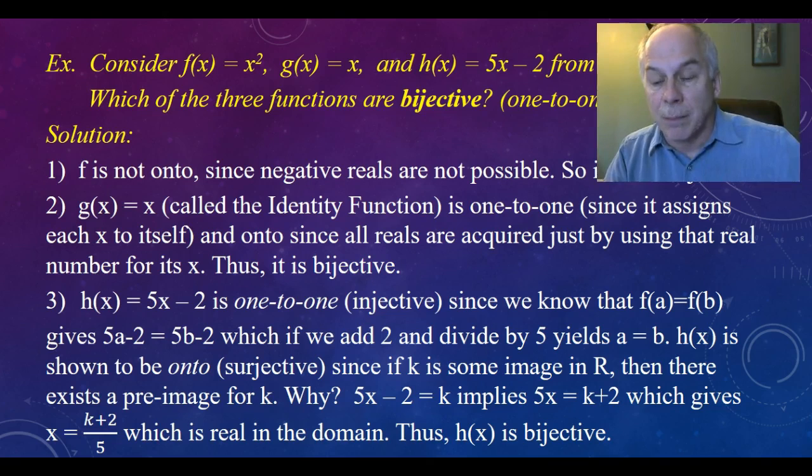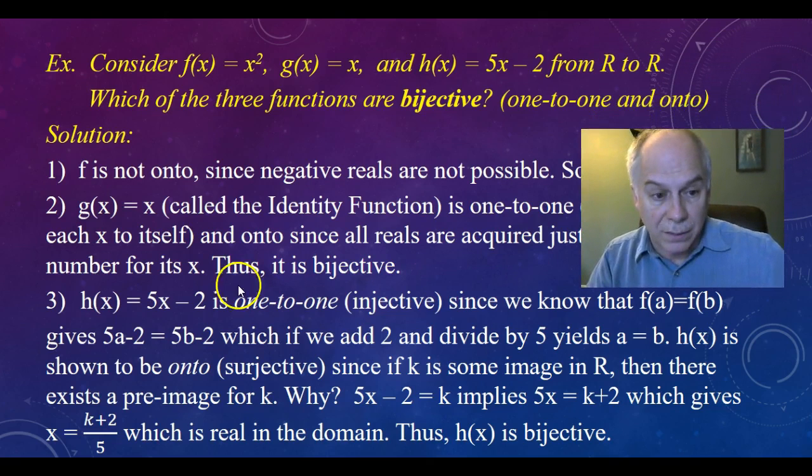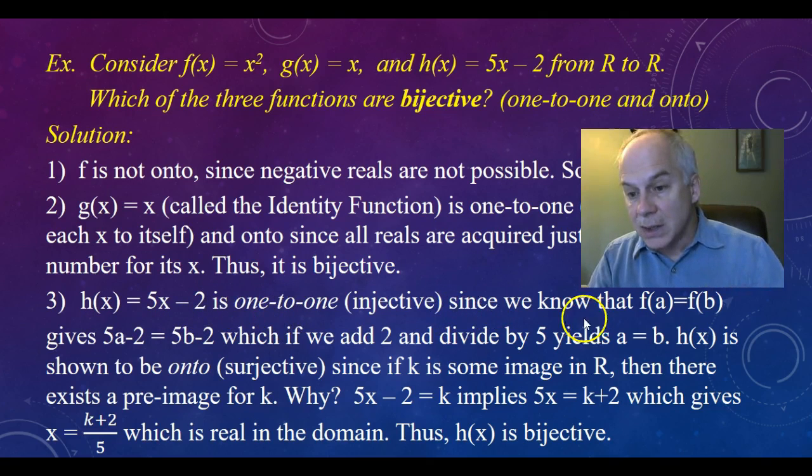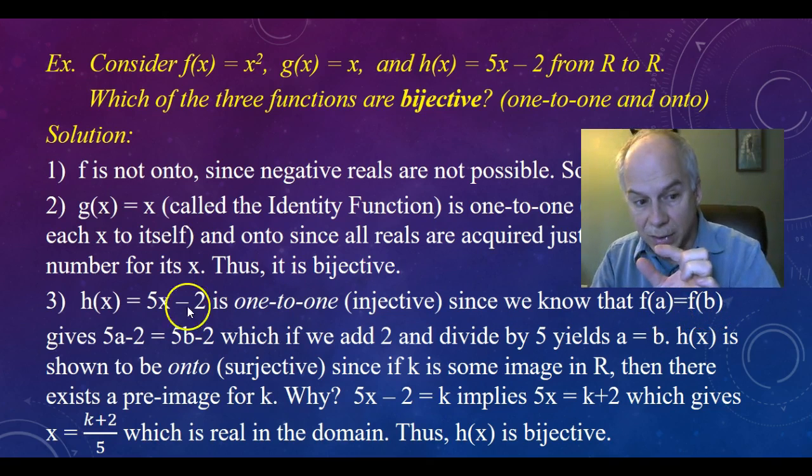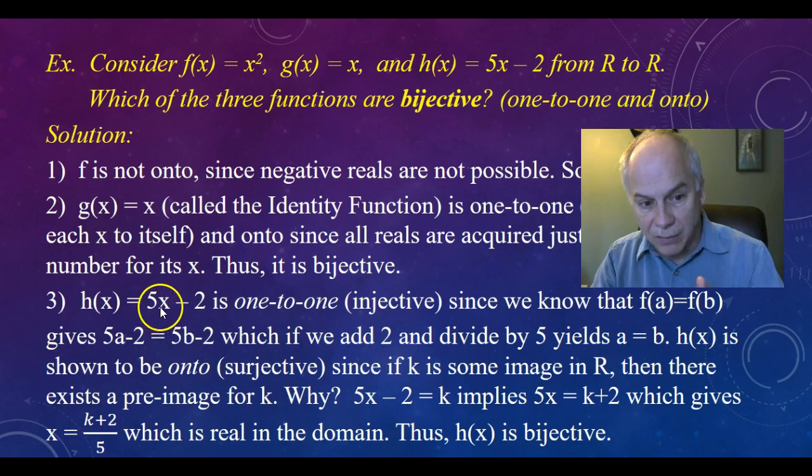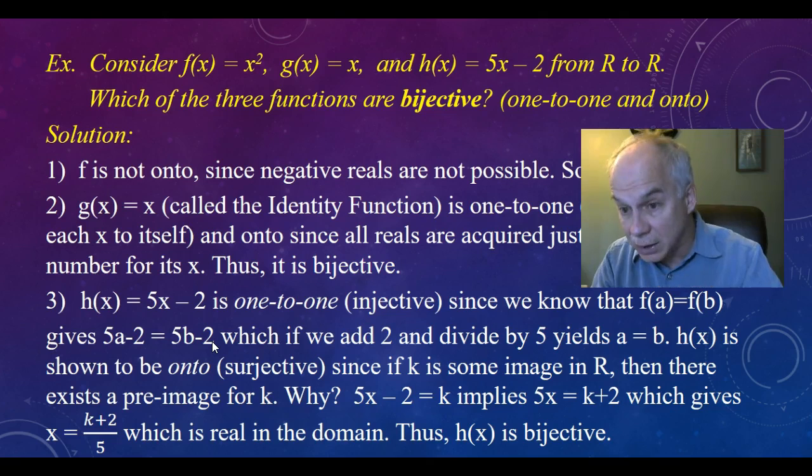So this is bijective. All right, in the third case, h of x equals 5x minus 2 is 1 to 1, injective, since we know that f of a equals f of b. So in other words, if the two y values are equal to each other, which if we plugged a into the function, we'd get 5a minus 2, and we plug b into the function and get the y value for that, we'd have 5b minus 2. So these 5a minus 2 and 5b minus 2 are like the y values that you would get by plugging in a for x or b for x.